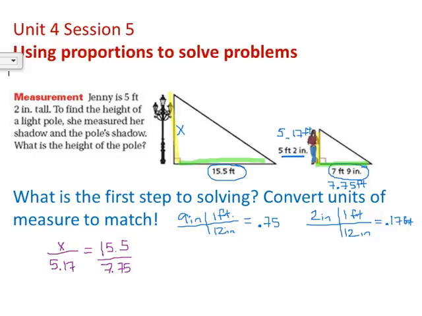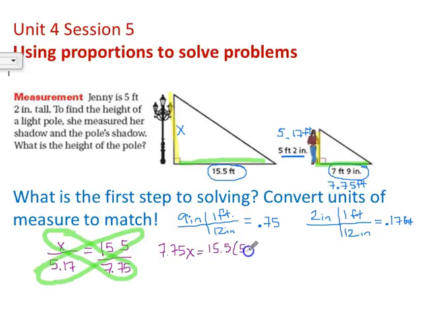All right. And now we're going to solve by cross multiplying. So set up our equation. What do we have? We've got 7.75x equals 15.5 times 5.17. I'm going to grab a calculator. 15.5 times 5.17, and I get 80.135 equals 7.75x. X is being multiplied, so we're going to divide to solve.